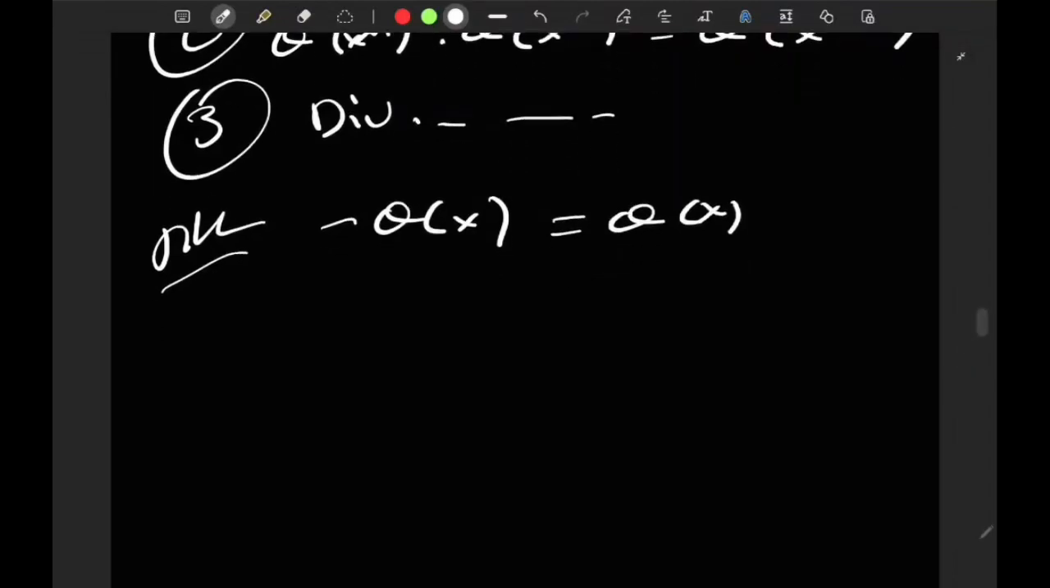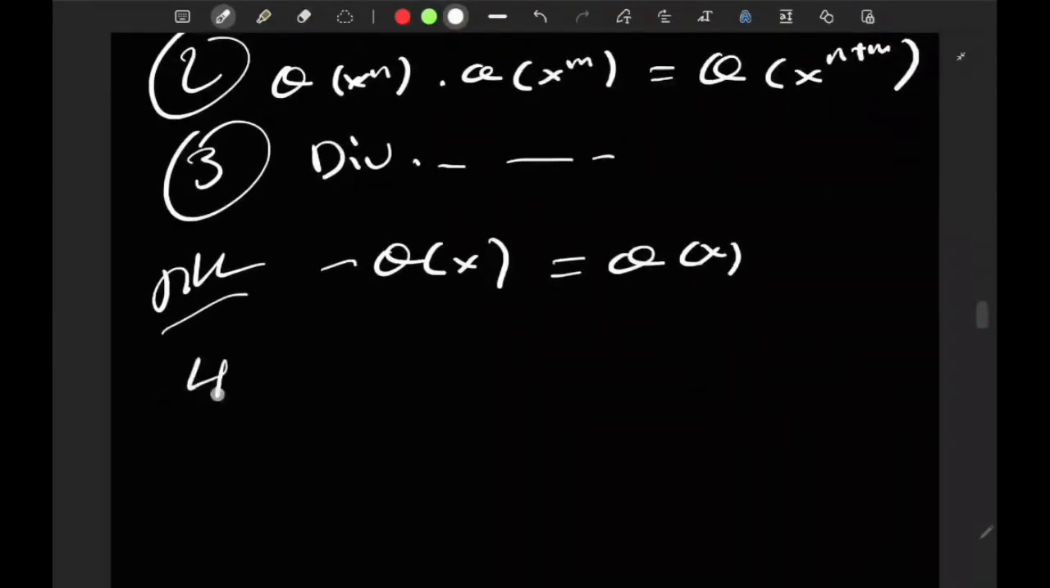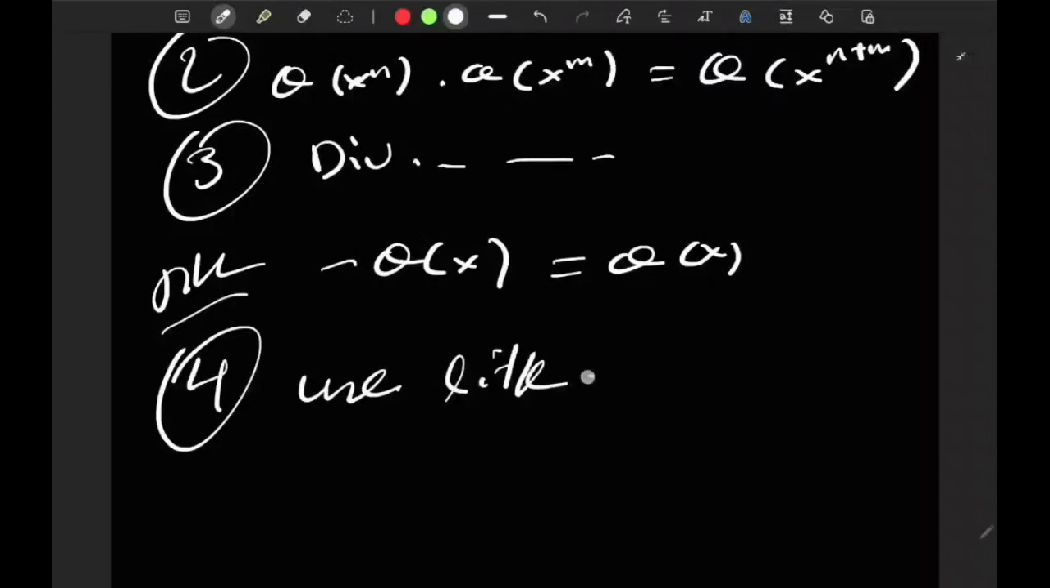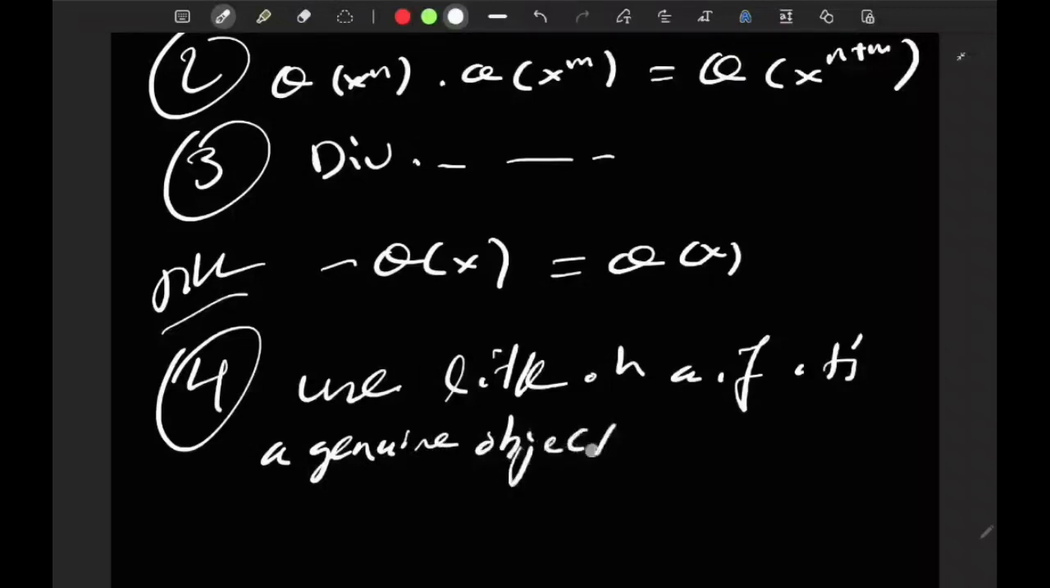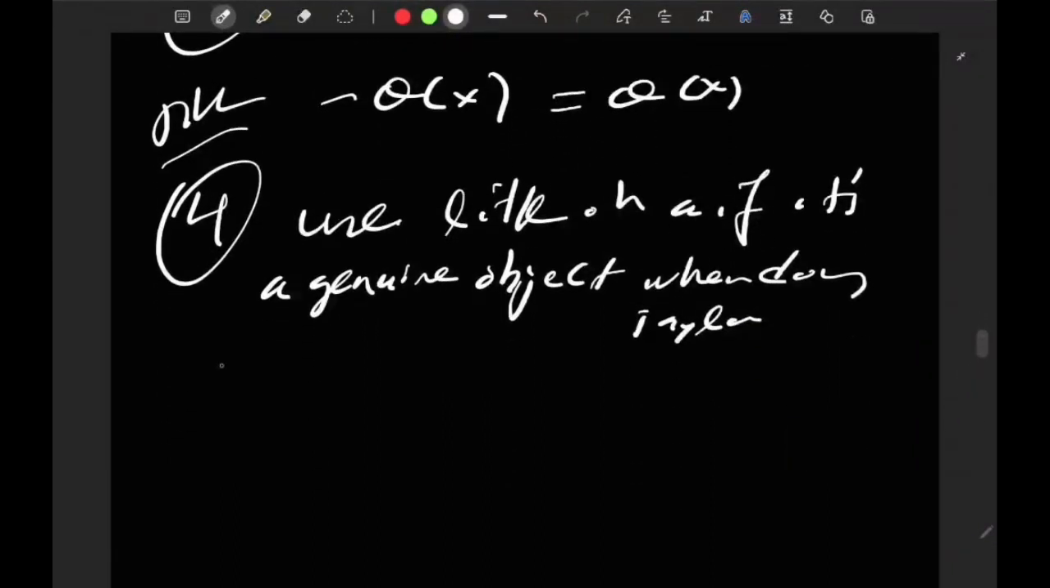And what are the things? So there are some other properties like when you're doing Taylor expansion. You can also use little o as if it is a genuine object when doing Taylor expansion, for example, finite expansion to find the limit of a function. And this is all when you're talking inside the real case.